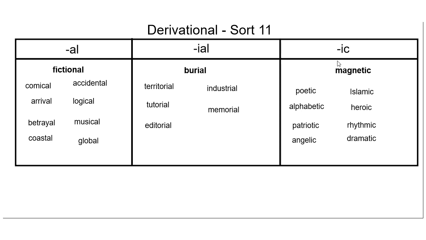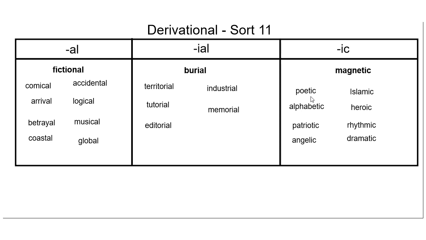Our category of IC looks at more root words. Magnetic, something that is magnetic, is associated with magnets. Poetic is associated with poets.